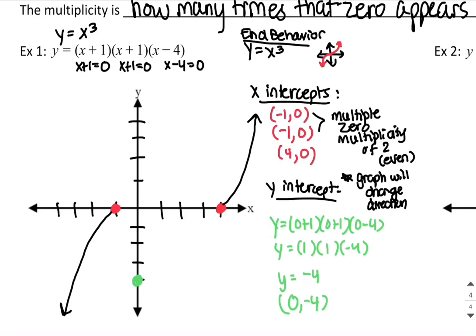So this (-1, 0) is a multiple zero, with a multiplicity of 2, which is an even number. I know the graph will change direction at that point. So I'm not going to continue through and go straight up. I'm going to change direction and start going downwards. Eventually, I have to hit that y-intercept. And then to get to this point here, I'm going to have to go upwards.